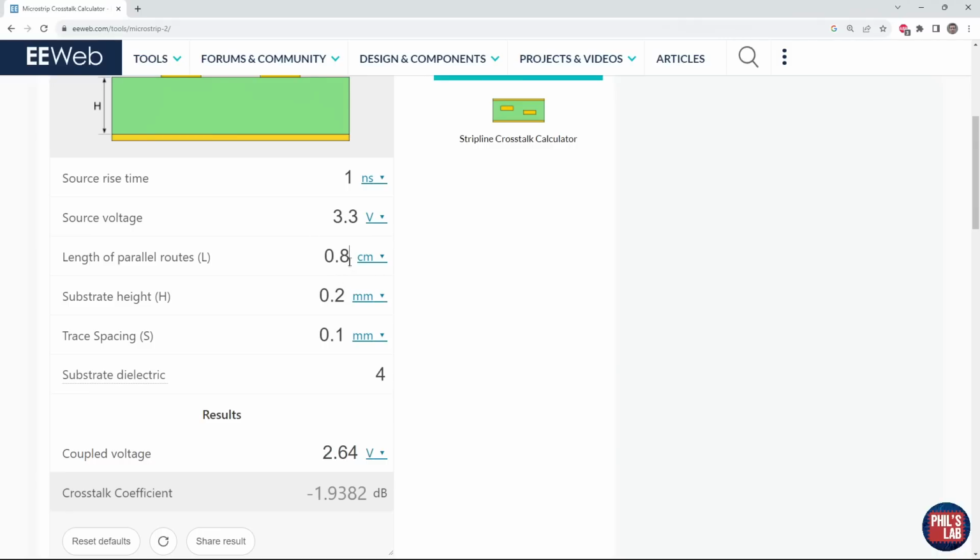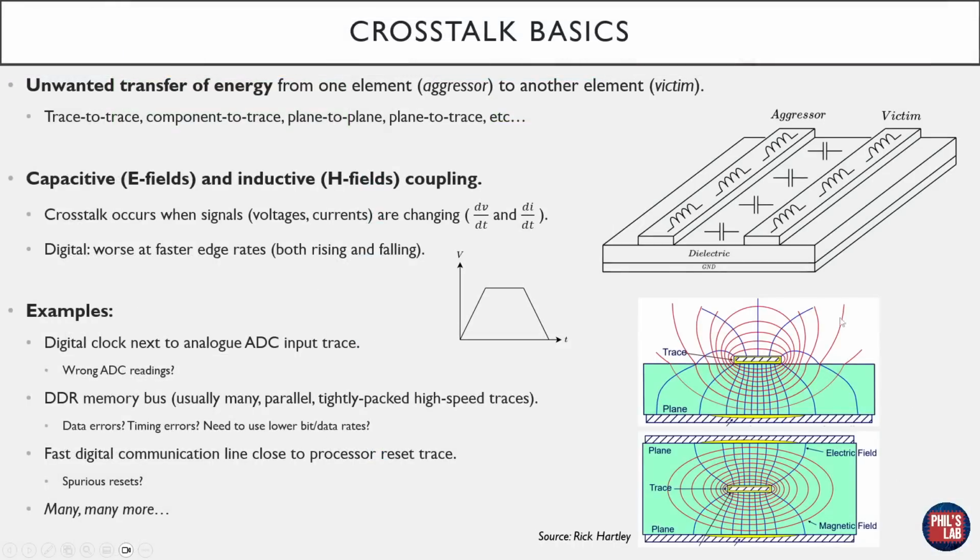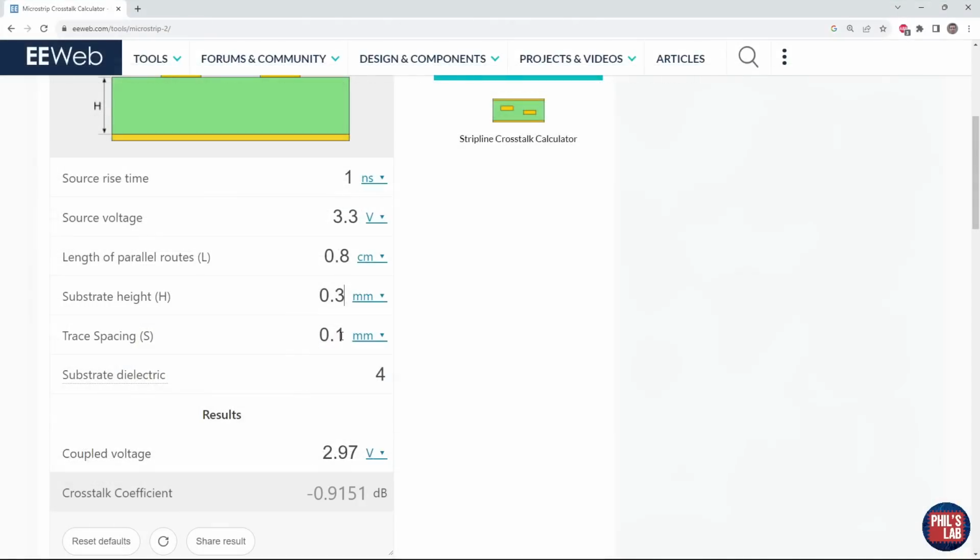What we can also change, of course, is maybe the substrate height. So increasing the substrate height means we have a greater coupled voltage. And this is because we typically get a greater field spread, as we can see in the image on the bottom right-hand side. If we increase the trace spacing, we would expect the crosstalk to drop. So if I triple the trace spacing, you can see the crosstalk has dropped quite considerably. If I increase the voltage, of course, we get more coupled as well. If I increase the rise time, I get less coupled voltage. So I'd strongly suggest playing around and getting a feel for what parameters influence this crosstalk and the coupled voltage magnitude.